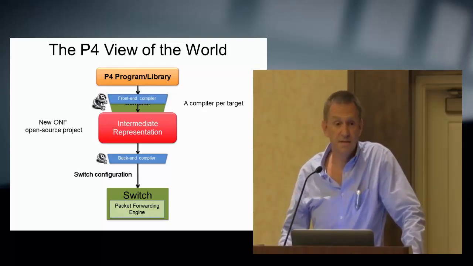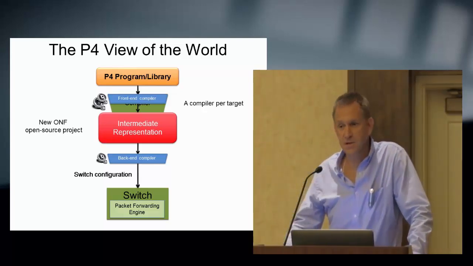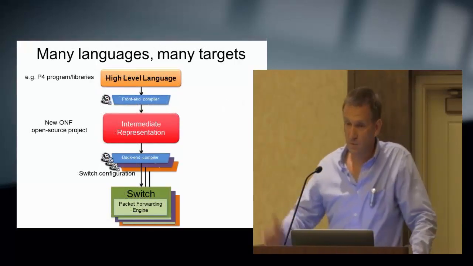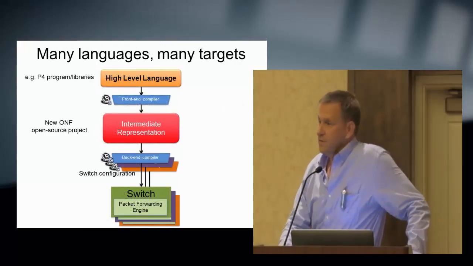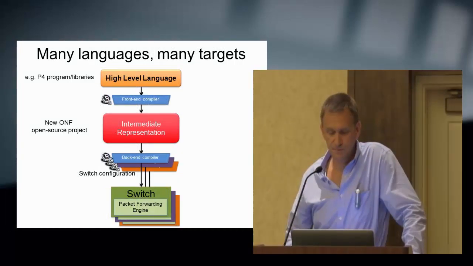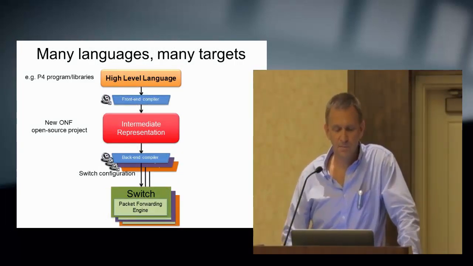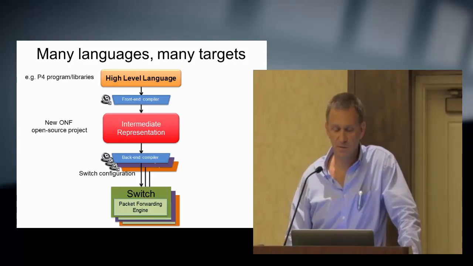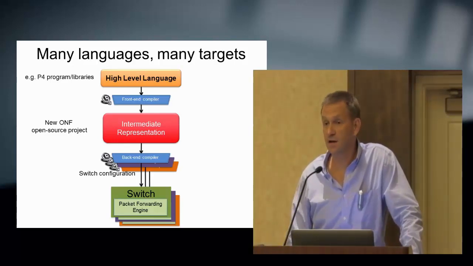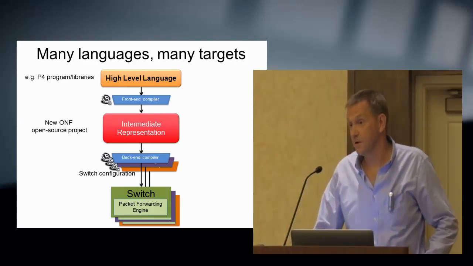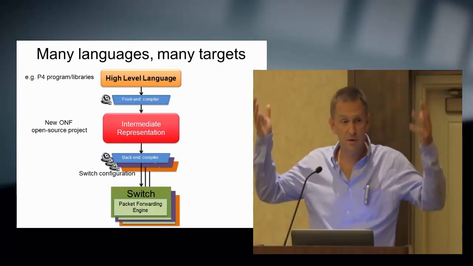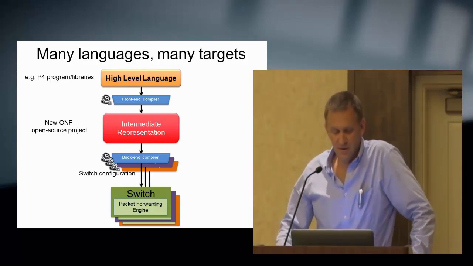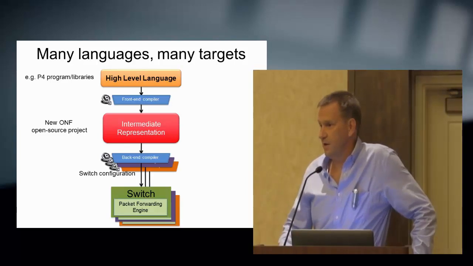There might be one for OVS. There might be one for an FPGA. There might be one for a Huawei NPU. There would be ones for different devices. So over time, we'd expect there to be more back-end compilers that would be created, and I'd encourage you to think about doing that. So you could contribute to P4 and put the whole shebang in there, or you could contribute here and contribute a back-end compiler from that intermediate representation.